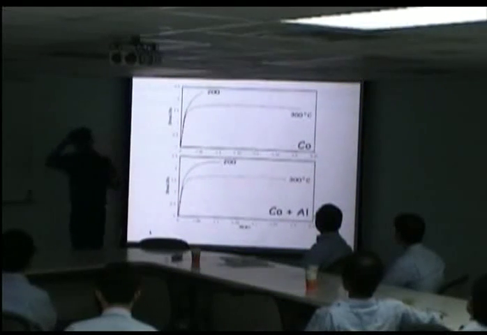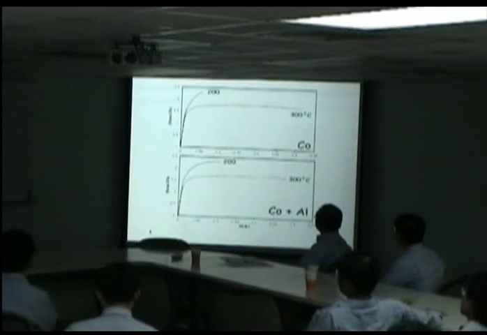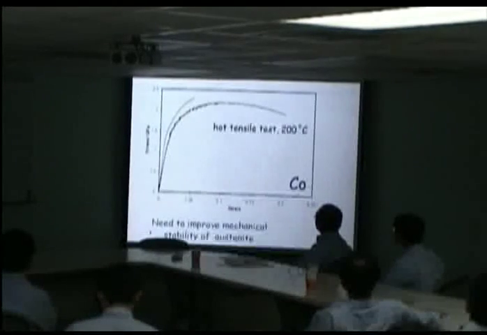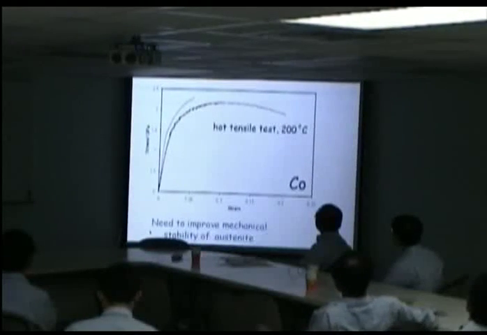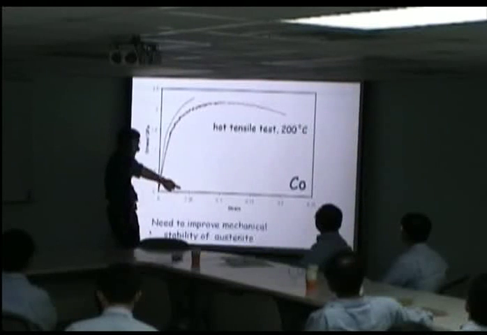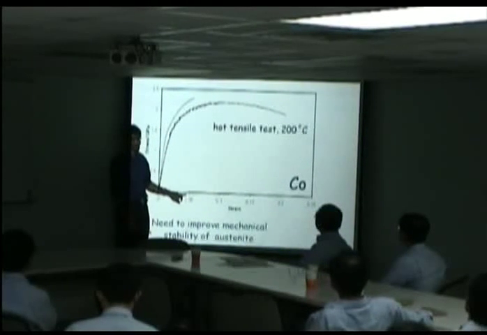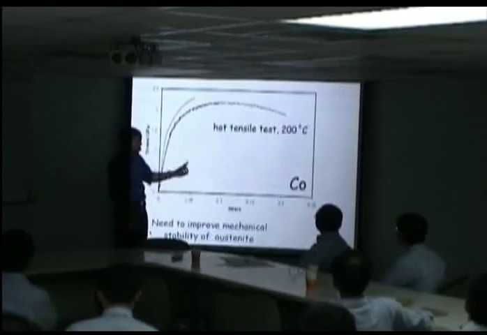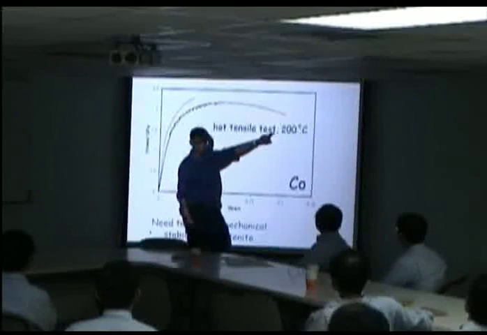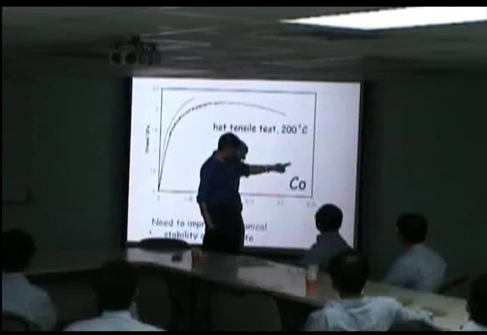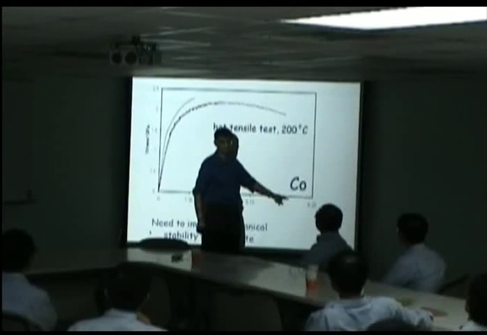Sorry, this is the wrong graph. Okay, let me just carry on. Yeah, this is it. The ductility we get when we test at room temperature is about 5%. Ductility we get when we test at 200 degrees centigrade is 25%.